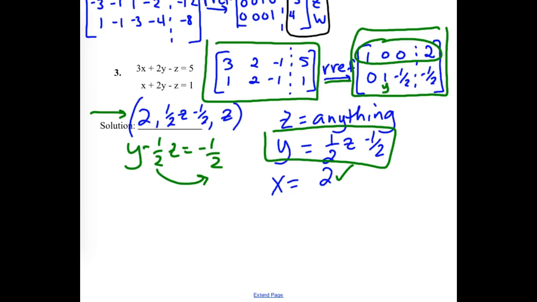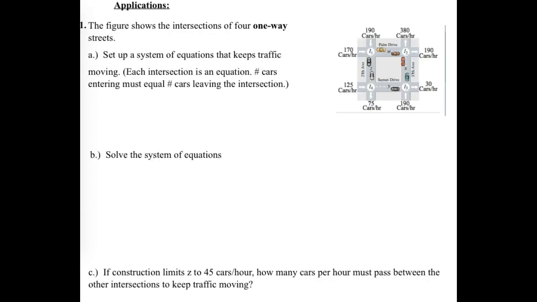All right, so now we're going to shift to looking at how do we apply these to some real-world situations. Our first example says the figure shows the intersections of 4 one-way streets. They're asking us to set up a system of equations that keeps traffic moving. Basically, each intersection is going to create an equation. We want the number of cars entering to equal the number of cars leaving the intersection.